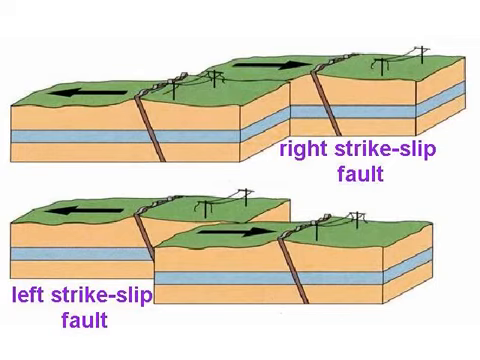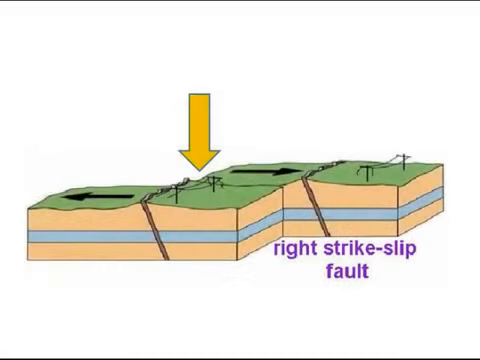Which side is actually moving? We don't always know. They are moving relative to each other. You might be on the one that's moving, or you could be standing still. If the opposite side moves right from where you are standing, then it is a right strike-slip fault.